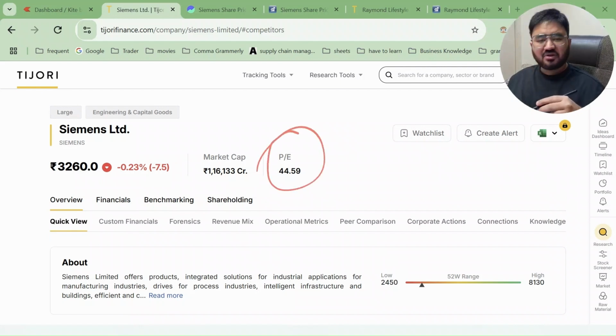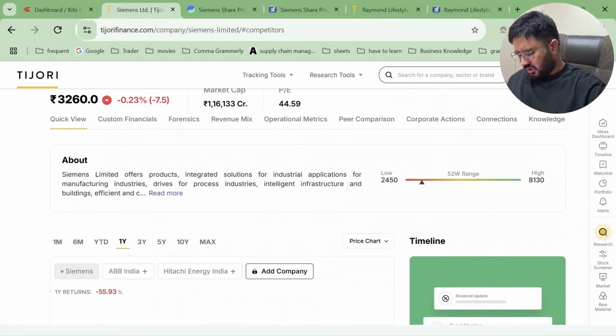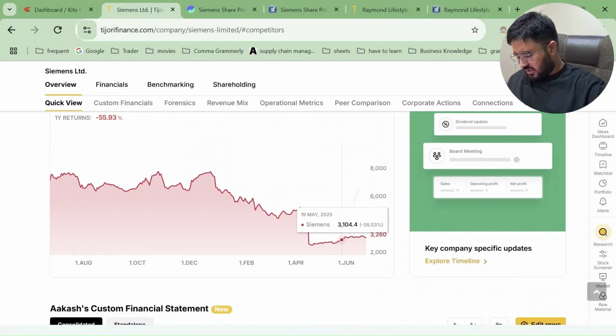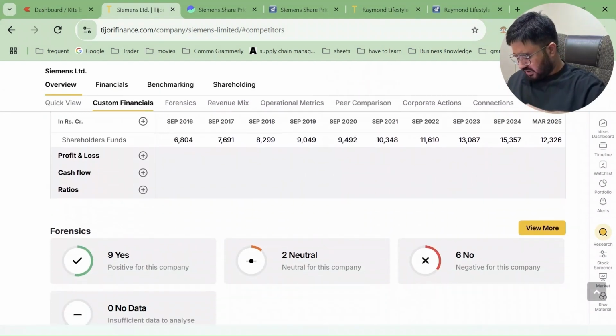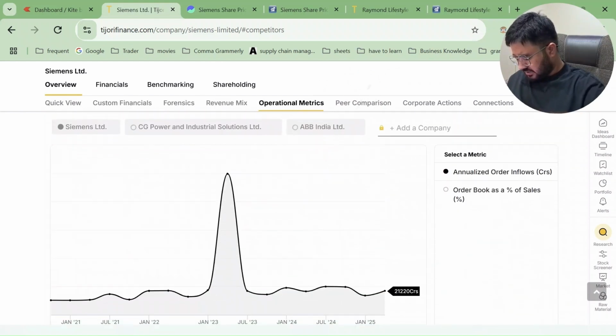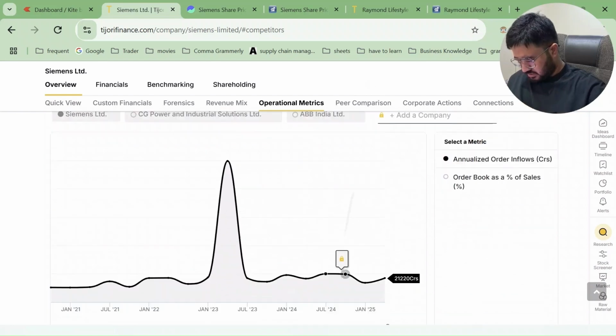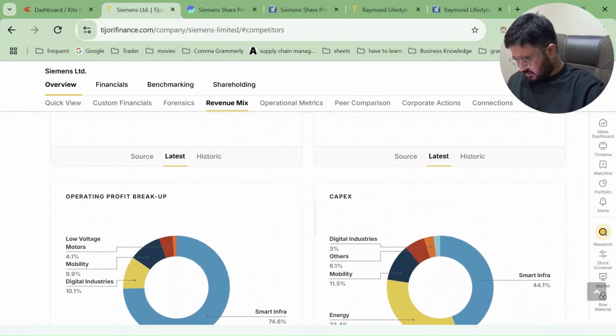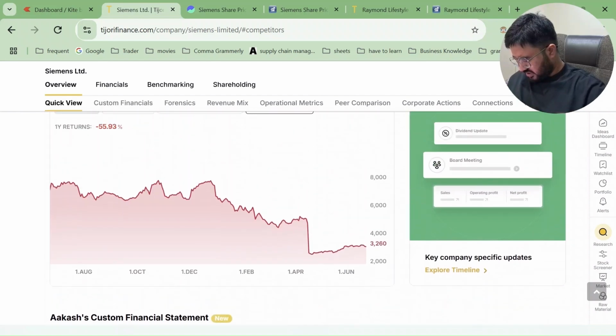Price to earnings is 44.59. So by 44.59, how do you get to know whether it is expensive or cheap? By 44.59, you cannot guess, right? So now what you need to do is compare it with either itself or with its industry peers, right? So let me just take you to price to earnings.